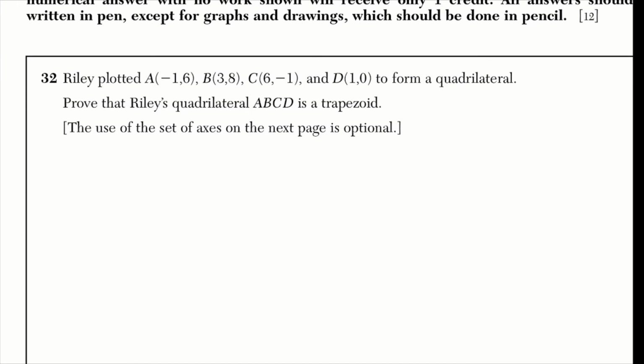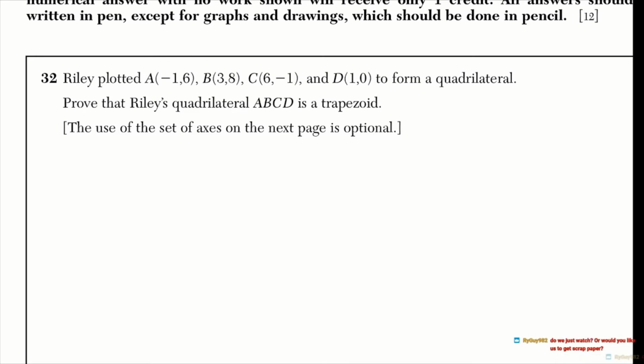Just reading off, this was a 4-point question, by the way. I think it was a very fair one, relatively easy. And I'll tell us some of the hurdles that we have to figure out beforehand. It says Riley plotted ABCD to form a quadrilateral. We need to prove that Riley's quadrilateral, ABCD, is a trapezoid. So that's almost identical.